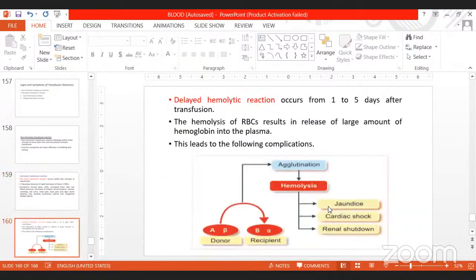And the delayed reaction occurs around 1 to 5 days after transfusion, because the hemolysis results in release of a large amount of hemoglobin, which may clog the small blood vessels of vital organs like the heart, lungs, or even the kidneys. So that may lead to jaundice, cardiac shock, and renal shutdown.